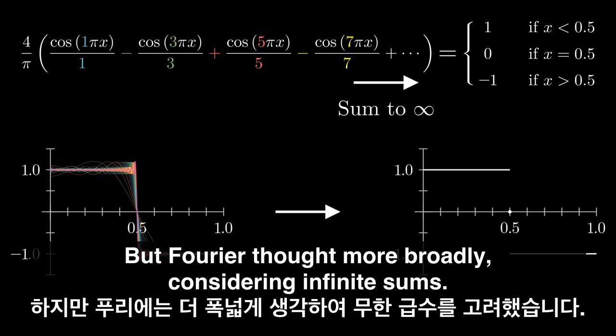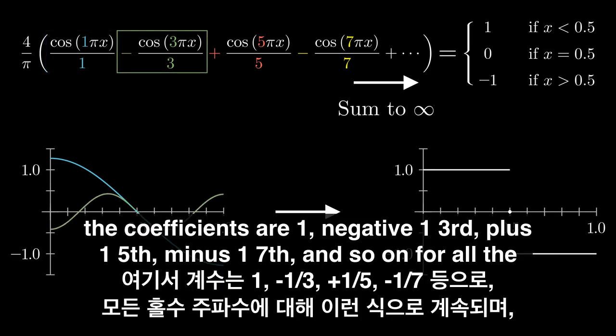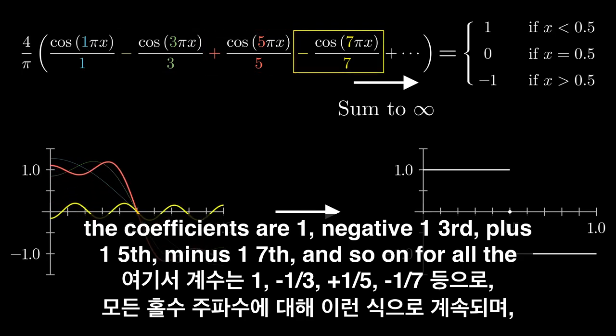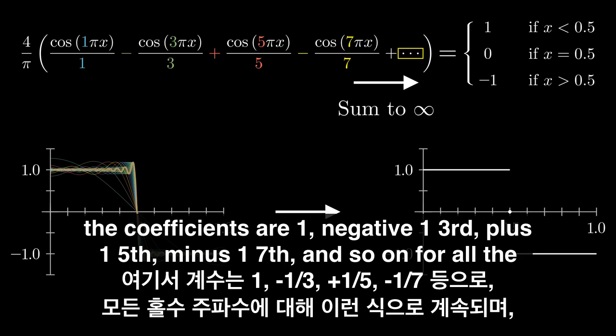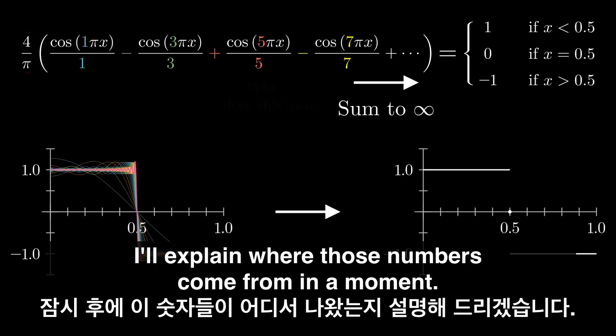In the case of our step function, it turns out to be equal to this infinite sum, where the coefficients are 1, negative 1/3, plus 1/5, minus 1/7, and so on for all the odd frequencies, and all of it is rescaled by 4 divided by pi. I'll explain where those numbers come from in a moment.